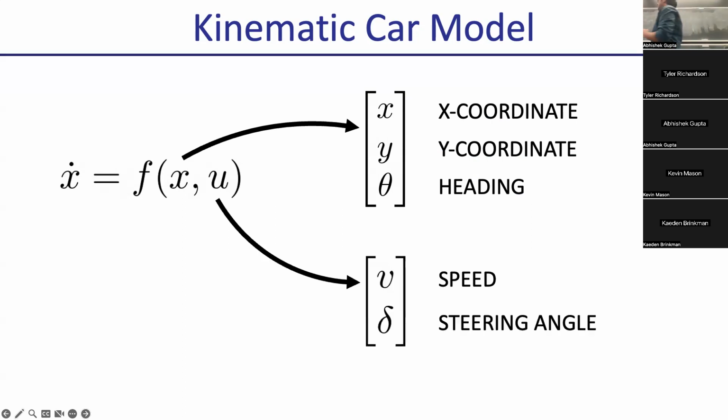And what are your actions? They're going to be velocity in a straight line, like how much velocity you're going to apply to the wheels, and your steering angle. So your velocity is going to be V, and you're going to have your steering angle there. And so to instantiate this in the context of the race car, we're going to say X is x, y, theta, U is V and delta.